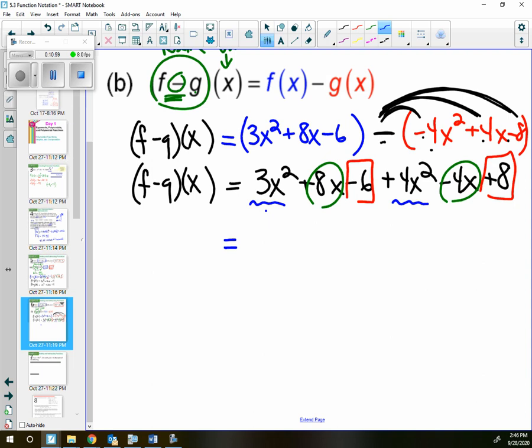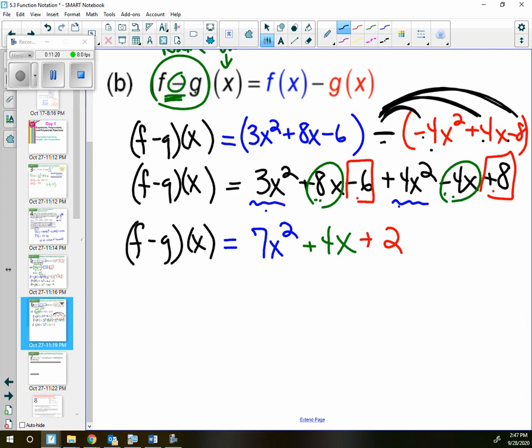All right, so we got a 3 plus a 4, so 7x squared. And then we have an 8x minus 4x, so a plus 4x. 8 positives, 4 negatives. And then we have 6 negatives and 8 positives, so plus 2. Nice pretty polynomial there. All right, so that's f minus g of x. So I can actually subtract the two, and I can get those values. And it's just a matter of making sure you're careful with those signs. That's really the issue that people run into.